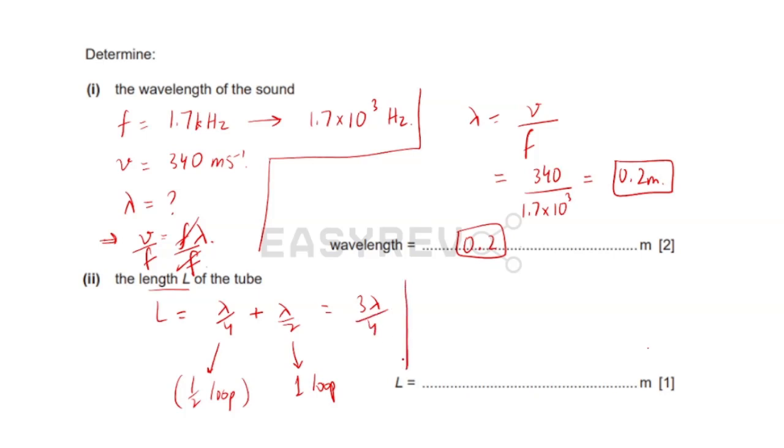So now it's just a matter of plugging everything in. 3 times 0.2 over 4, and we should get approximately 0.15 meters. Right? Alright, let's go to the next part.